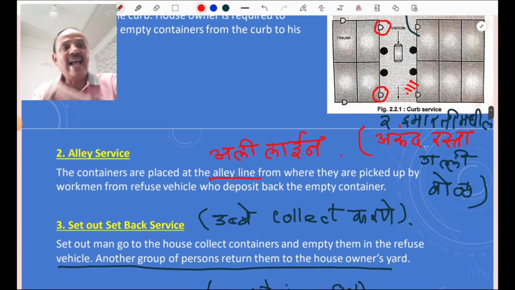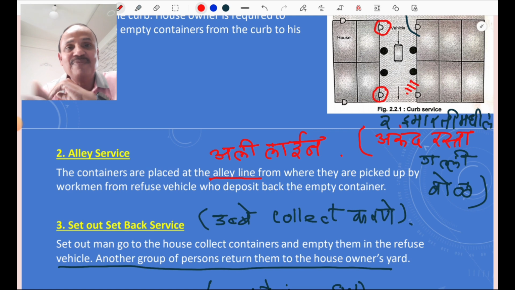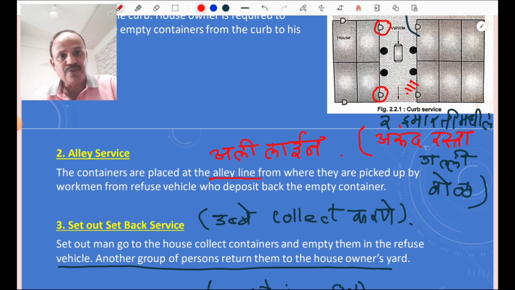Then second is the alley system. The alley is nothing but the gully or bolt. That is a narrow area. The container is placed in the alley line from where they are picked up by the workman from the refuse vehicle, who deposit back the empty container. Similar to that of curb system.